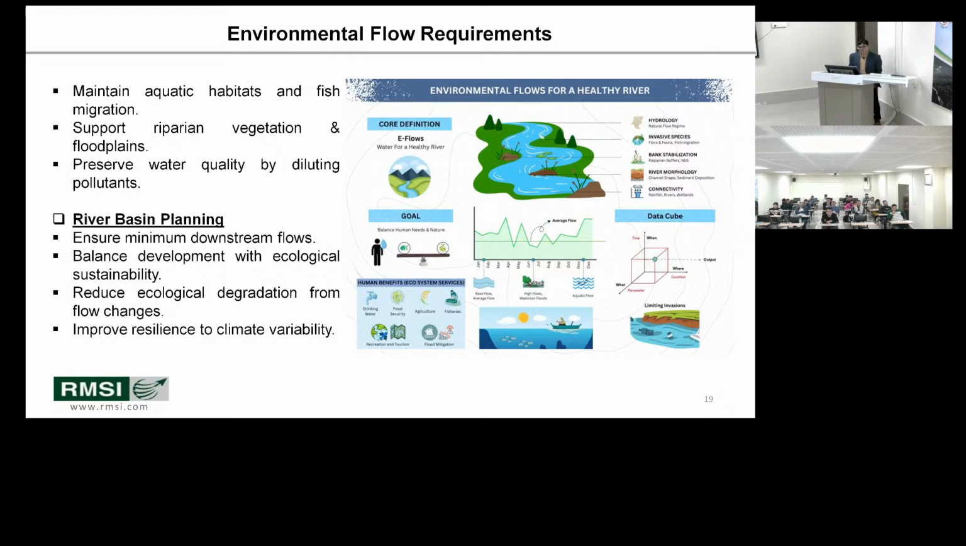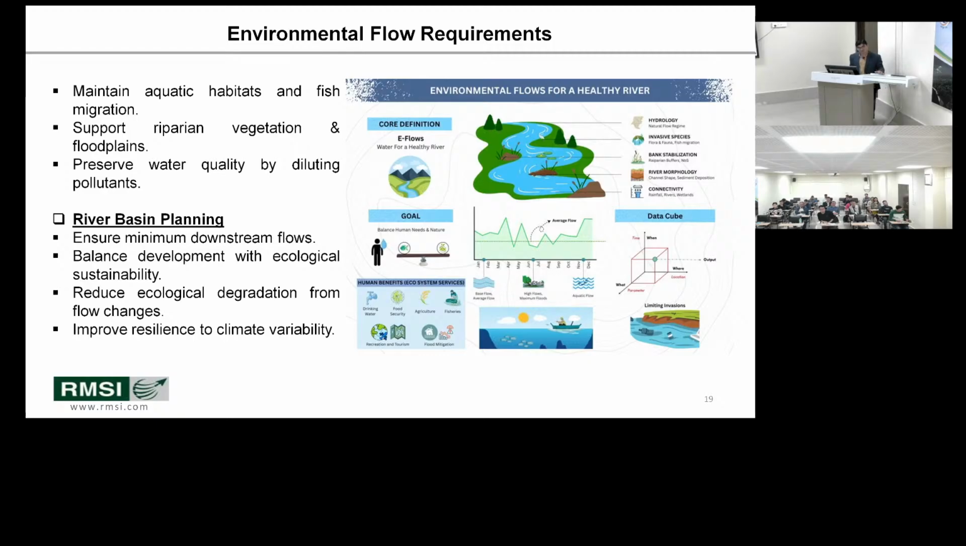Then environmental flow. Environmental flow is the first aspect we should consider while preparing any water diversion, water storage, any structure on the river system, any plan. Then we should consider the environmental flow. There are some guidelines on what should be the minimum flow for the basin. There are national guidelines, and regional guidelines also.